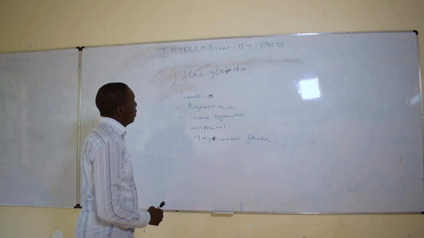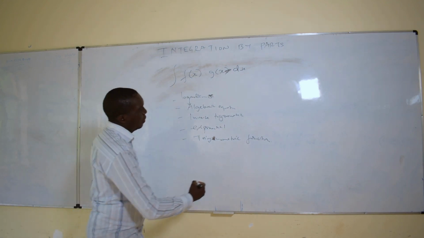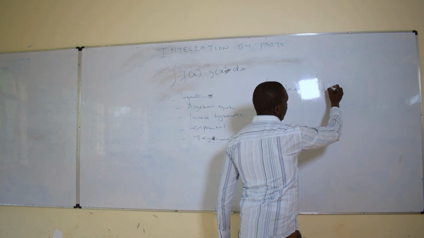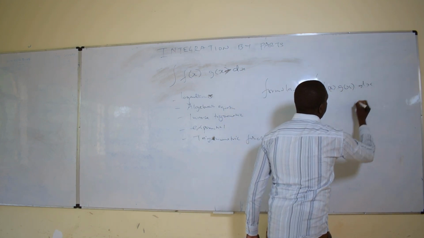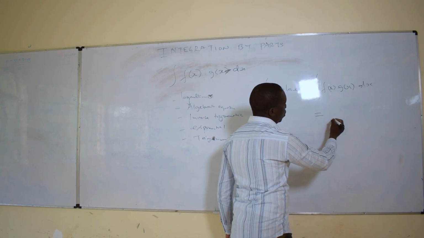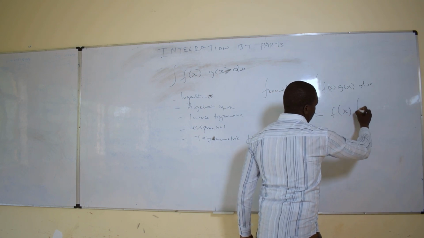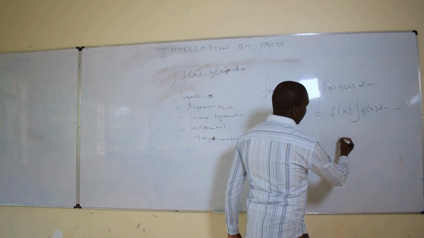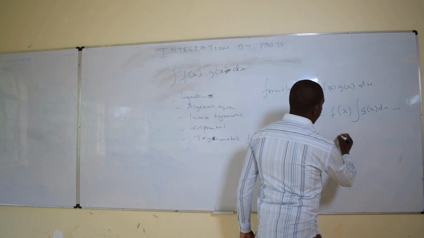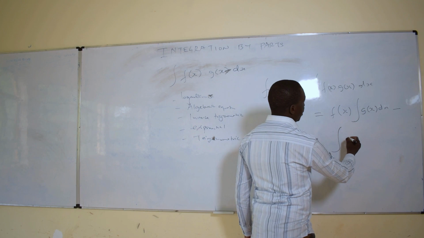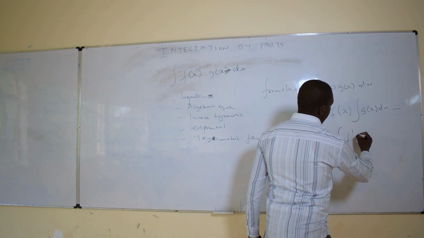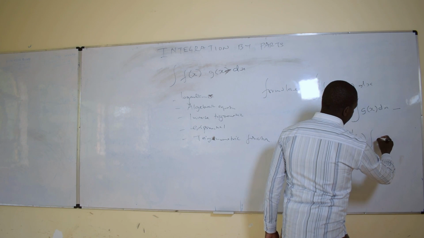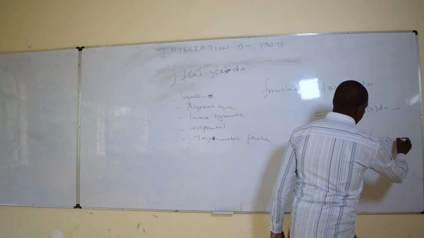So the integration by parts formula is given by the integral of f of x g of x dx is equal to f of x times the integral of g of x dx, minus the integral of the differentiation of f of x, the product of the derivative of f of x times the integral of g of x dx.